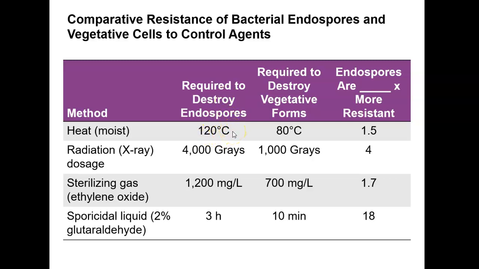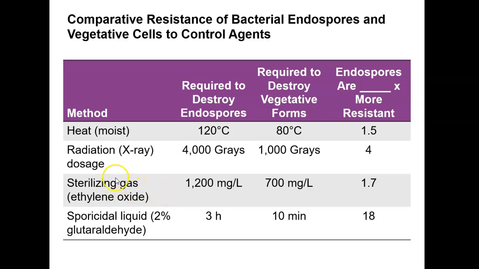Now you might remember that boiling water is at 100 degrees Celsius. So to destroy endospores, you need water at a temperature above boiling. To kill just the growing bacterial cells, the vegetative cells, you need it at 80 degrees Celsius, which is pretty hot, but it's not quite boiling. Remember, our body temperature is 37 degrees Celsius. So endospores are 1.5 times more resistant to heat. You can see it takes a lot more radiation to inactivate endospores.